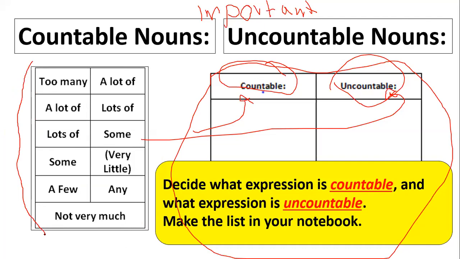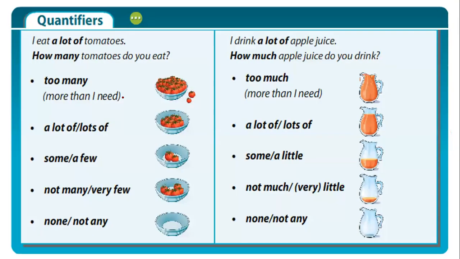If you see, for example, it says a lot of, it represents that you can use it for both. You can use it for countable and uncountable. Sometimes it's possible that I can use the same word for countable and uncountable, okay? Now, this is what I want you to check. This part, you have it in your book, the same page 127. So, in here, I eat a lot of tomatoes.